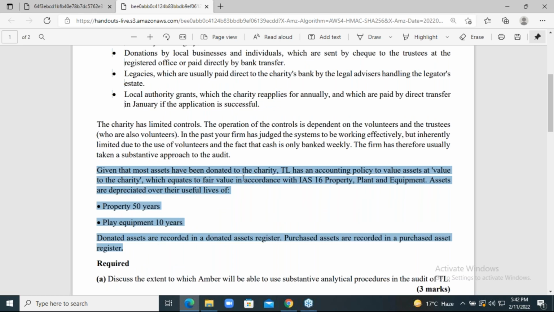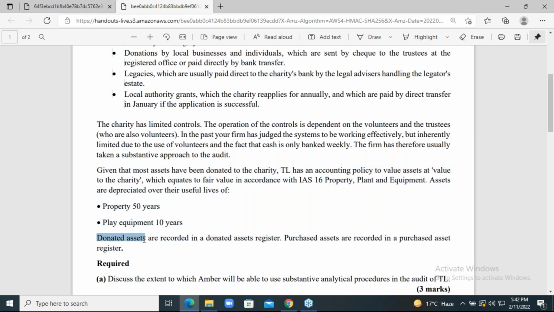Given that most assets have been donated to the charity. So as far as assets are concerned, once again these assets are donated. TL has an accounting policy to value assets at value to charity, which equates to the fair value in accordance with IAS 16. So assets are depreciated over their useful life, or as a property for 50 years and play equipment for 10 years. So donated assets are recorded in a donated asset register. So there are two types of assets now, donated assets and purchased assets. Donated assets are recorded in the donated asset register, and purchased assets are recorded in a purchased asset register.